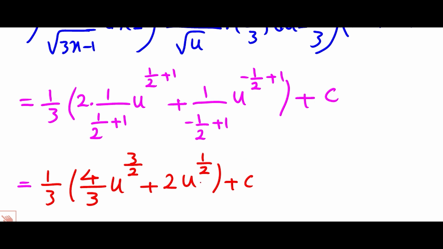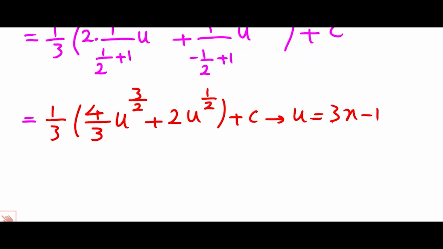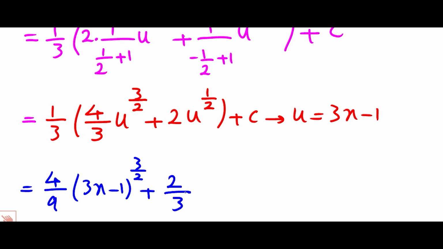Now substitute back, u = 3x - 1, right? So we have 1/3 times 4/3 equals 4/9 times (3x - 1)^(3/2), plus 1/3 times 2 equals 2/3 times (3x - 1)^(1/2).